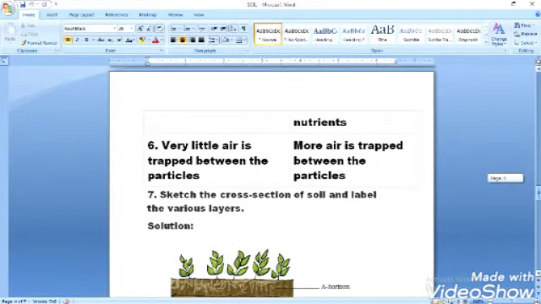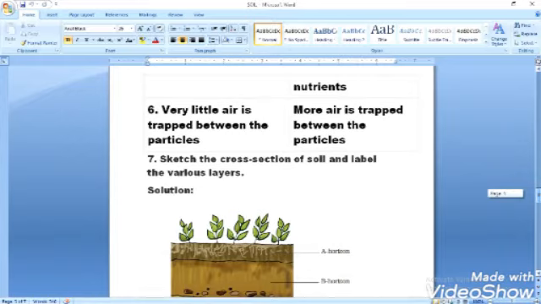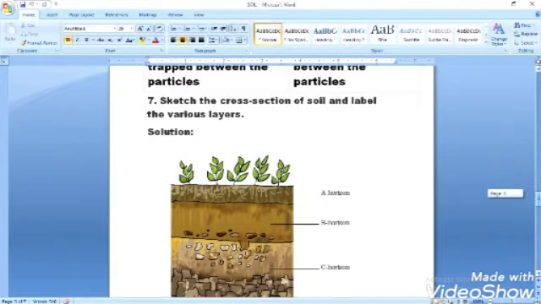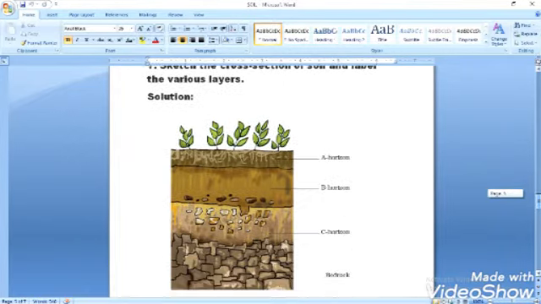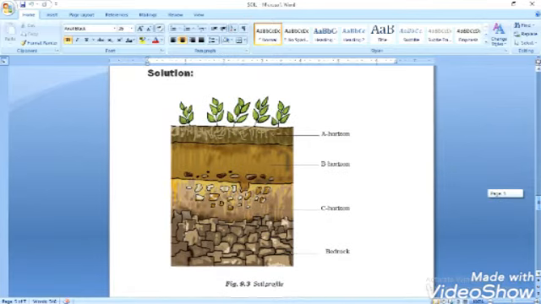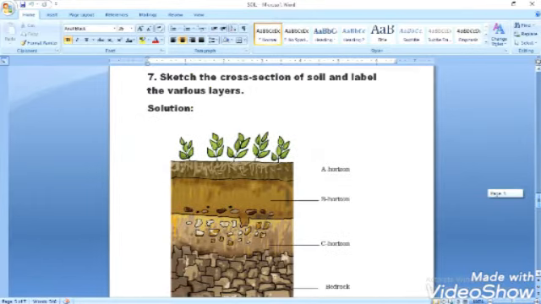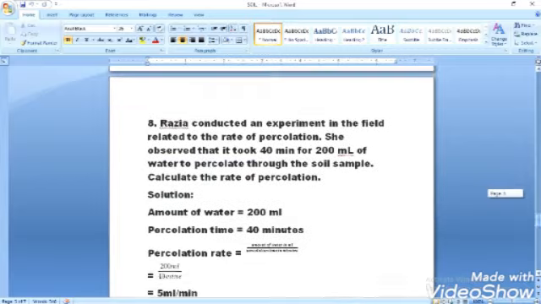Very little air is trapped between the particles in clay soils, but sandy soil is more aerated, with more air trapped between the particles. Next question, sketch the cross section of soil and label the various layers. So, sketch the soil profile. We know that the soil profile contains A horizon, B horizon, C horizon and bedrock. So you should sketch this diagram.